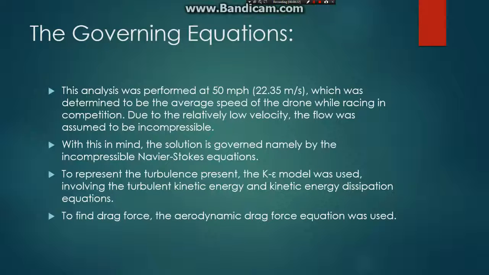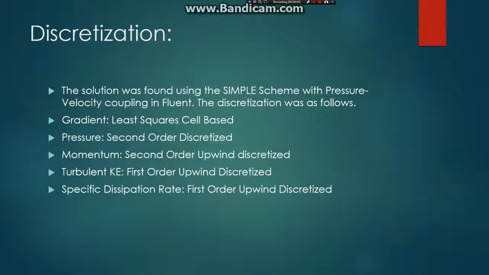To represent the turbulence of this model, the K-epsilon model was used, involving the turbulent kinetic energy and the kinetic energy dissipation equations. To find drag force, the aerodynamic drag force equation was used. For the discretization of the problem, the solution was found using the SIMPLE scheme with pressure-velocity coupling influence.